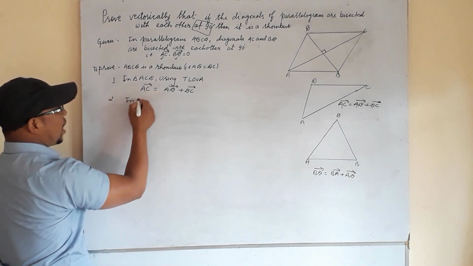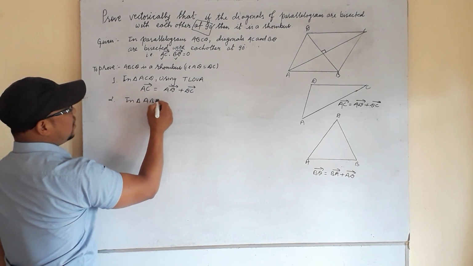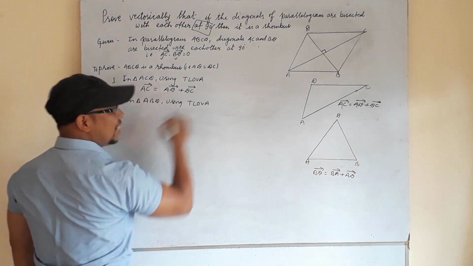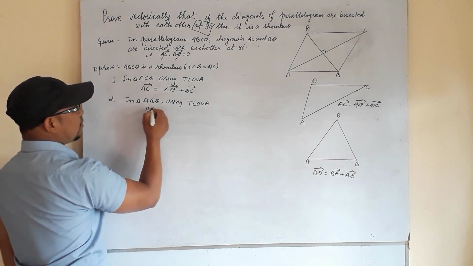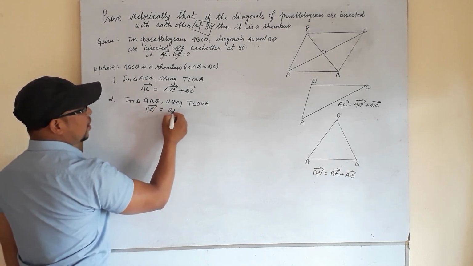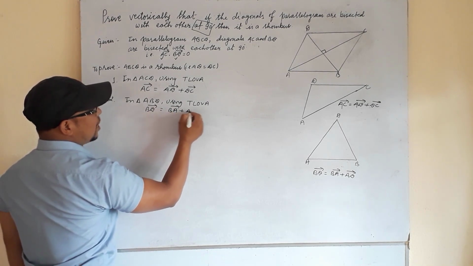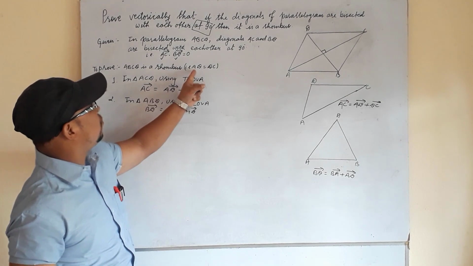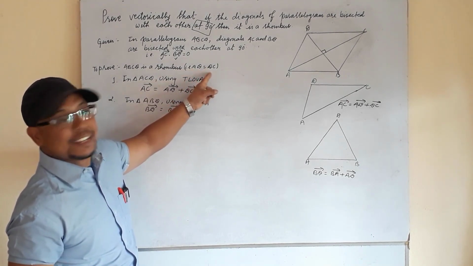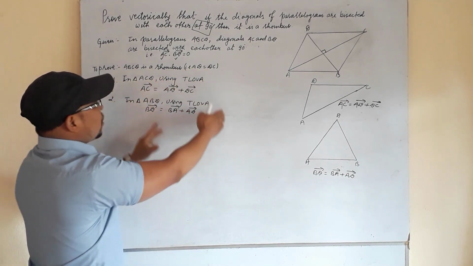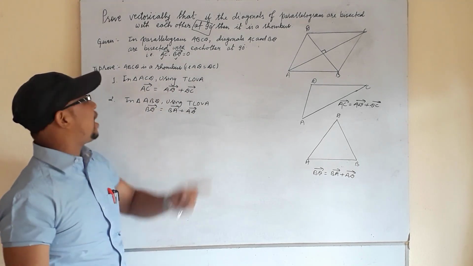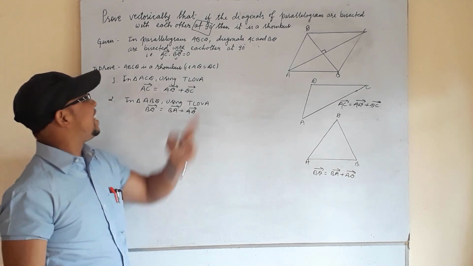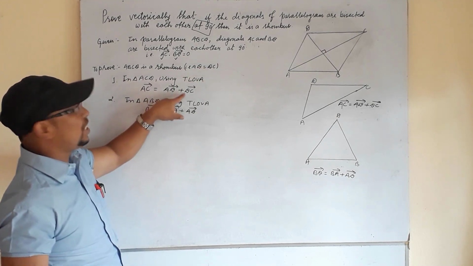So in triangle ABD, using the triangular law of vector addition, you can write BD vector equals BA vector plus AD vector. Now first you see here, you need to prove AD and DC. So let's write all these vectors in terms of AD and DC. Here is already AD and DC, so fine.